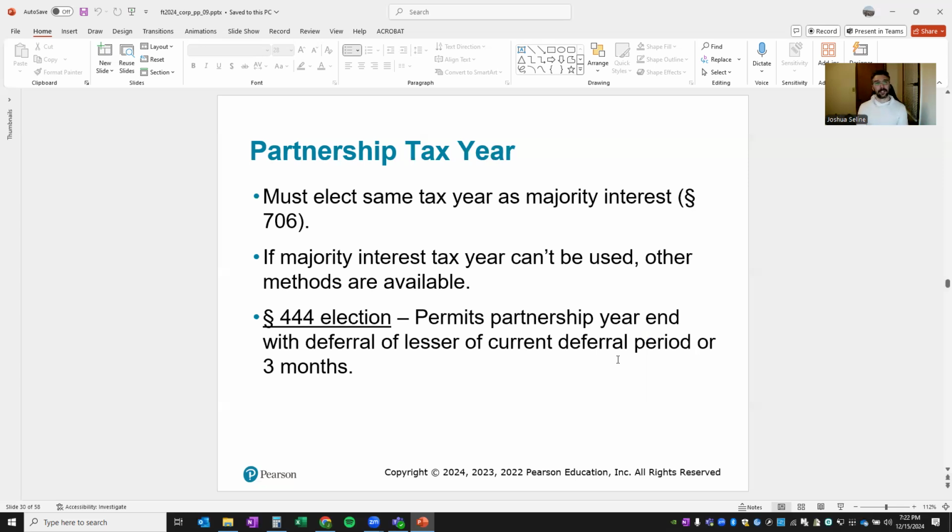Partnership tax year must be the same tax year as the majority interest. That's section 706. If the majority interest tax year can't be used, other methods are available. And then we've got the section 444 election, which permits a partnership year end with deferral of the lesser of the current deferral period or 3 months. Generally, what you see is that the majority interest kind of rules what the tax year is.